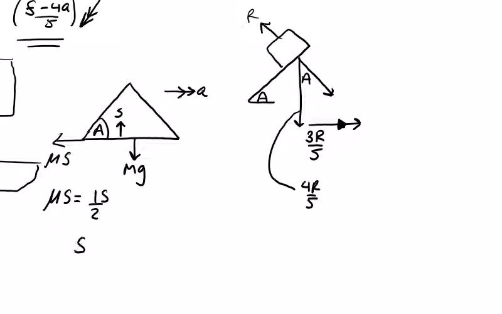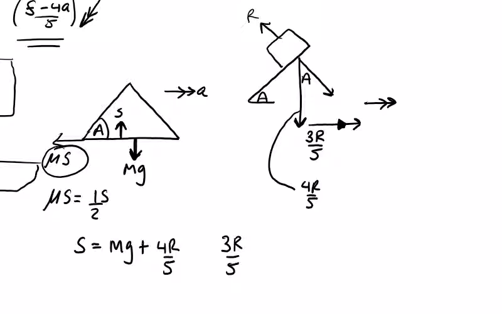So that will help us. We can say now that S is equal to my R up. I've got my mg coming down, and I have this 4R/5 coming down. And if we do our forces equation, we have 3R/5 in that direction. There's nothing opposing it, only mu S. So 3R/5 minus mu, which is a half, times S, which is mg plus 4R/5.